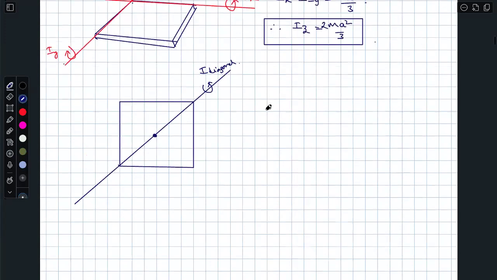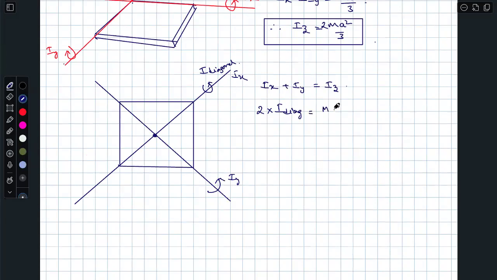Simple. Now you choose this as your Ix. You choose this line as Iy, and an axis passing through the center of the plate as Iz. Then Ix plus Iy is Iz. Same.